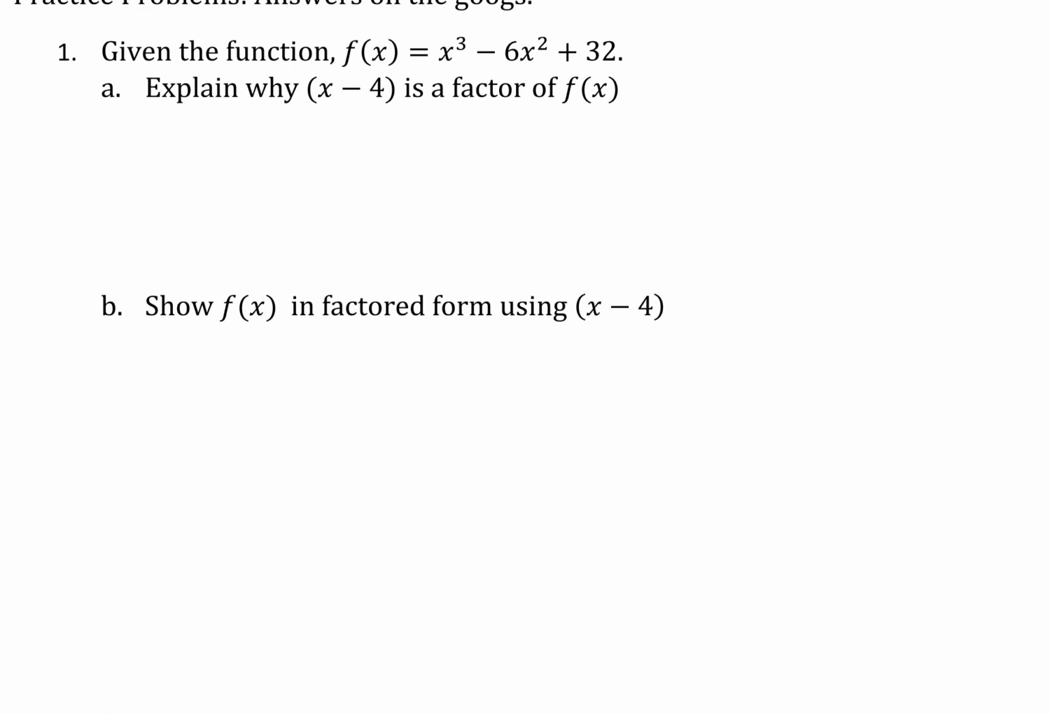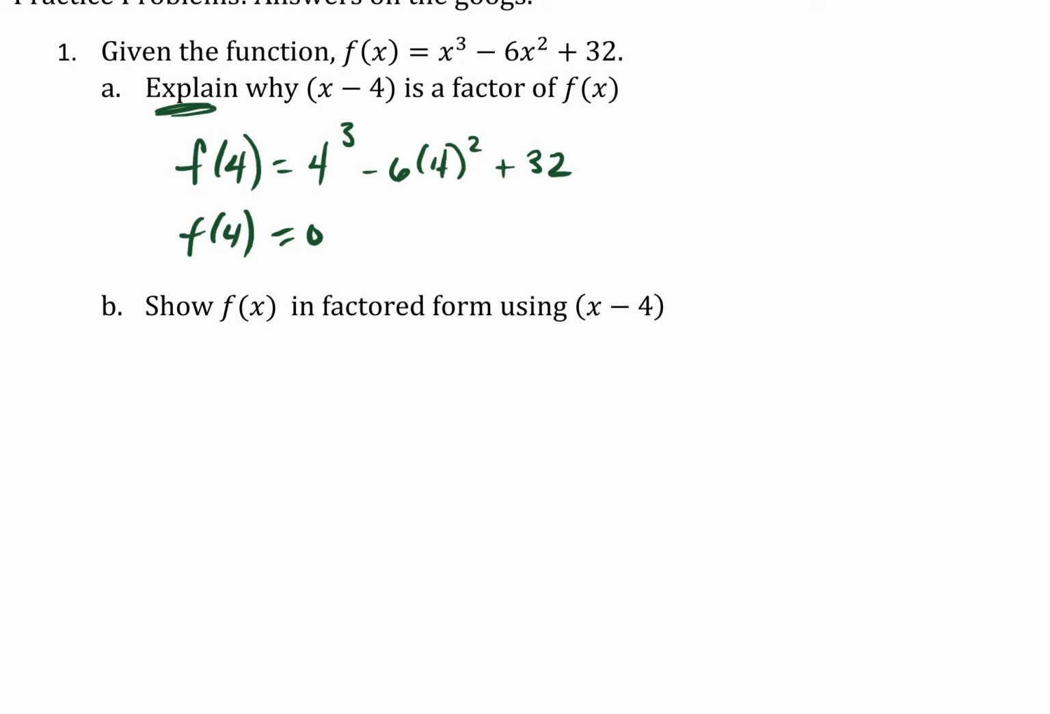So the first one says, explain why x minus 4 is a factor of f of x. So to do that, I'm going to evaluate f of positive 4. So I'm going to get 4 cubed minus 6 times 4 squared plus 32. And f of 4 is 0. So because f of 4 is 0, I know it's a factor of f of x. If it says explain, I have to say that in words, right? So I'd have to say because f of 4 equals 0, x minus 4 is a factor. Something along those lines.